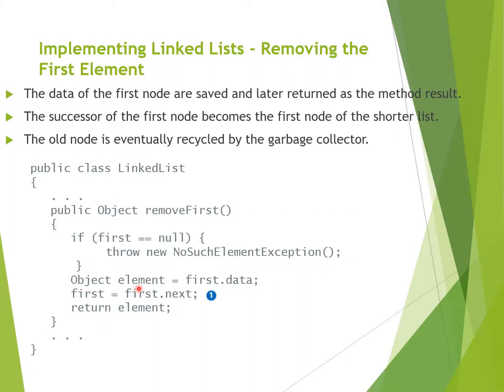First of all, we need to create a reference to the data of the first node that we are going to remove. So first.data should be the value of a new reference object element. So element refers to the data of the first node that is going to be removed. And first, which is the reference that the linked list stores for the beginning of the linked list, should be updated to first.next, which is the reference that the current first node keeps. And finally, you have to return the element, which is the element that is stored in the data of the first node that has just been removed from the linked list.